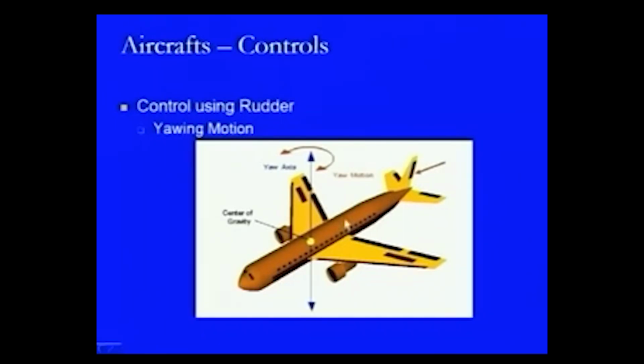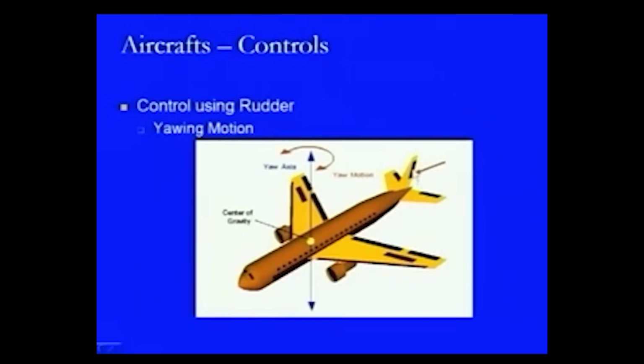Now, as we have discussed, this aircraft has to move in this direction, that is towards the left, or it may take a turn towards the right, and that will be done by rotating about this yaw axis, that is the z axis. So, we will be operating the rudder. This rudder will be operated. This is another type of flap being attached to this vertical wing.